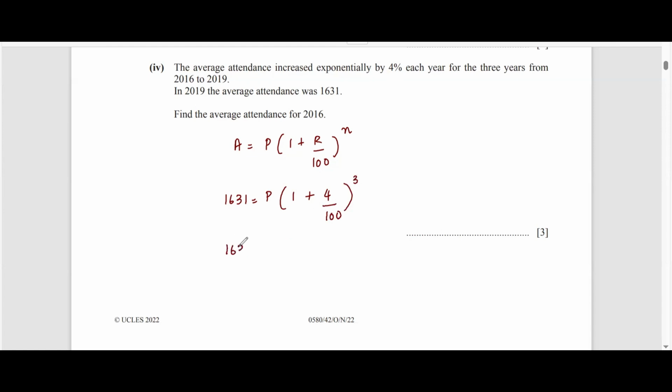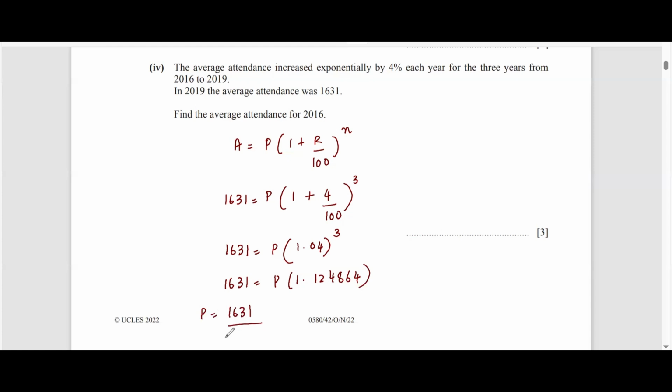So 1,631 is equal to P into 4 by 100, which is 0.04. So 1 plus 0.04 is 1.04 to the power of 3. Now, 1.04 to the power of 3, we know that it is 1.124864.